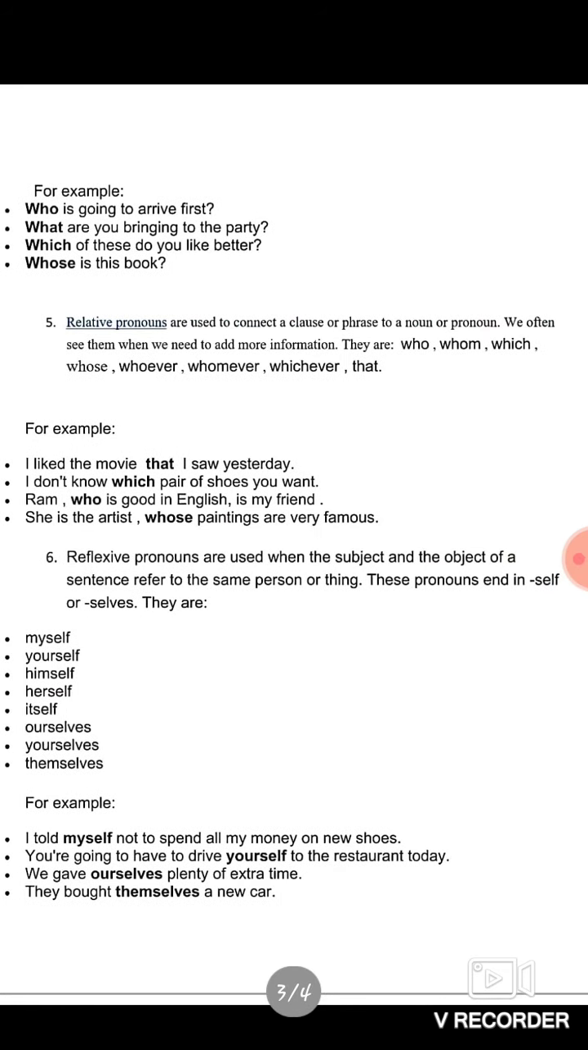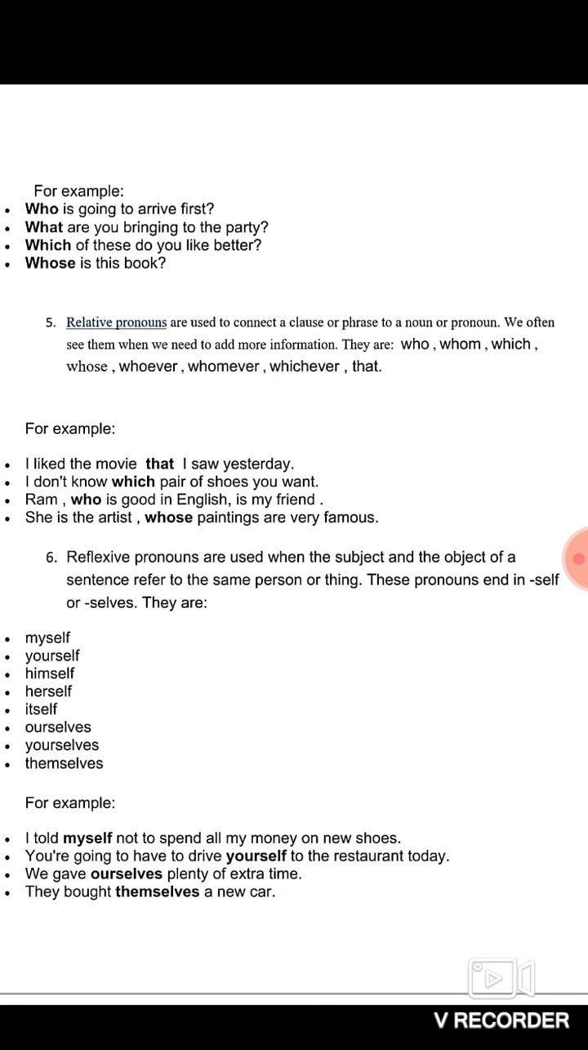See the examples. Who is going to arrive first? Alright. Second one, what are you bringing to the party? Which of these do you like better? Whose is this book? So in all these four sentences, who, what, which and whose are the interrogative pronouns. Alright. And you can see that these pronouns are not placed next to any noun. So they are not acting as interrogative adjectives.